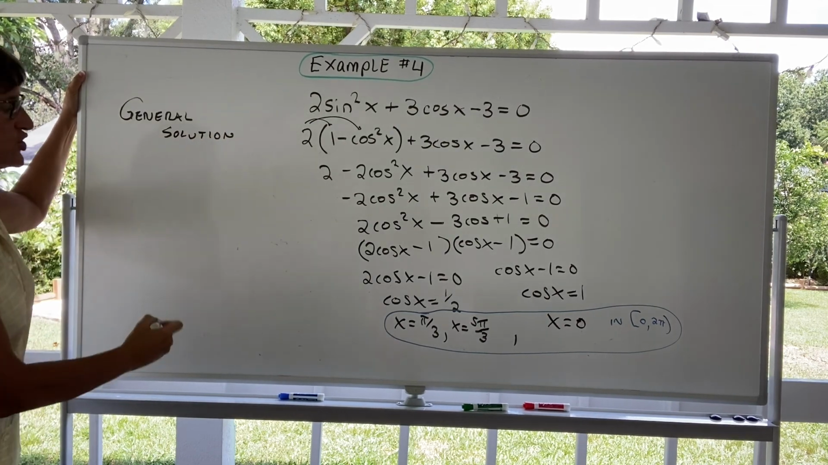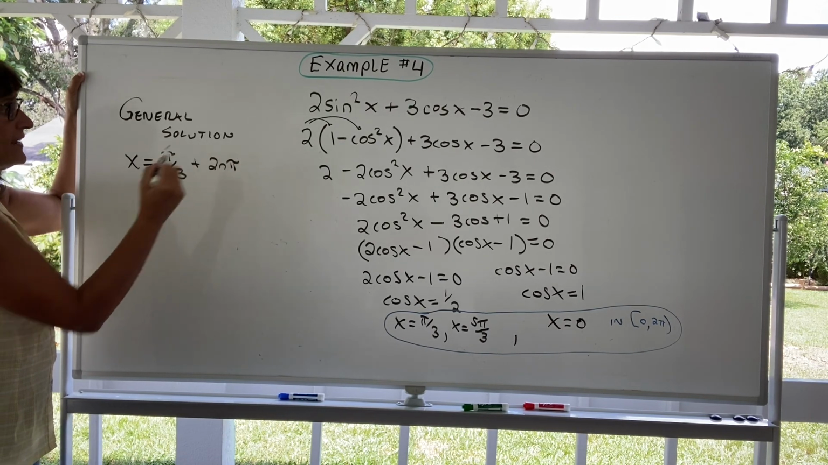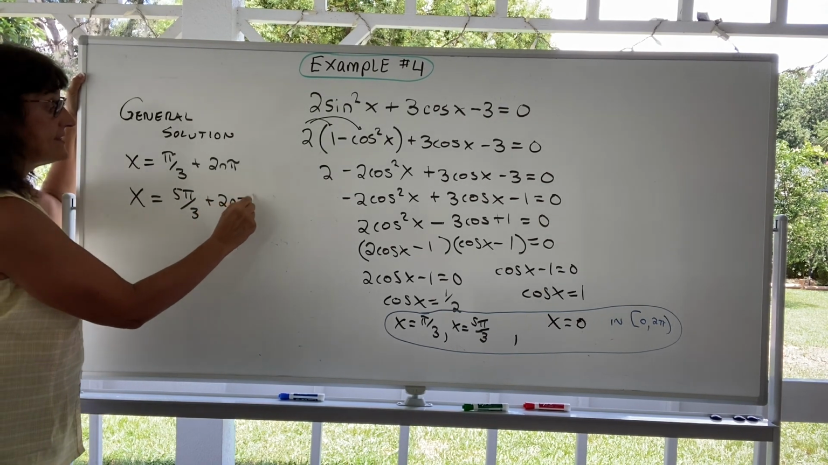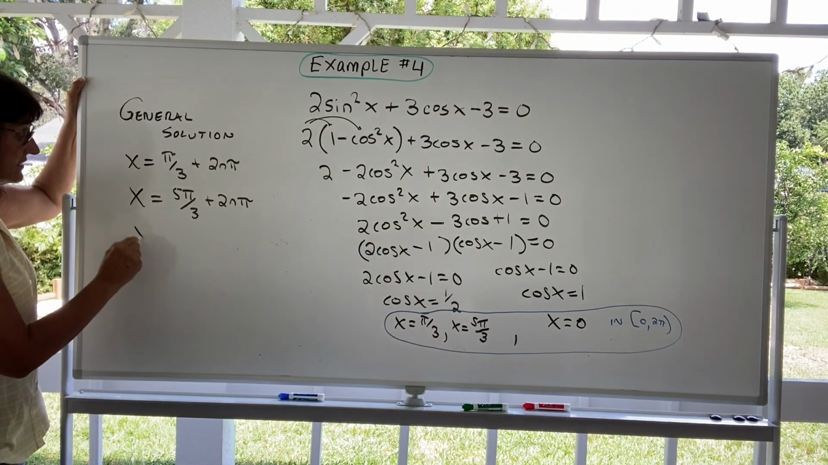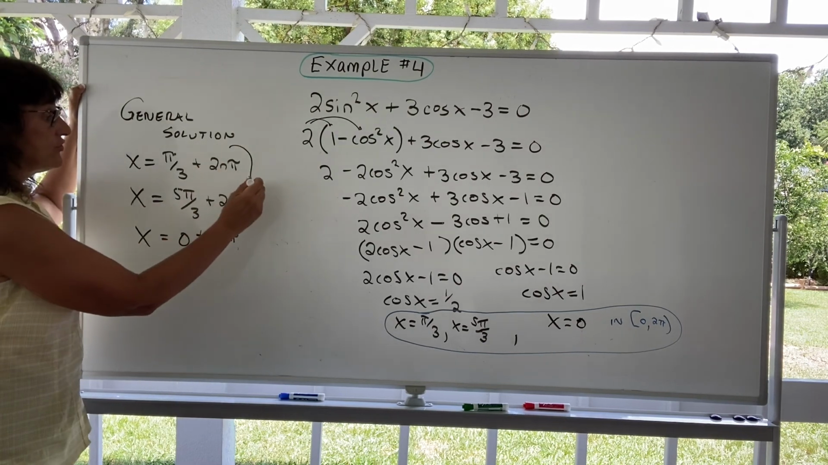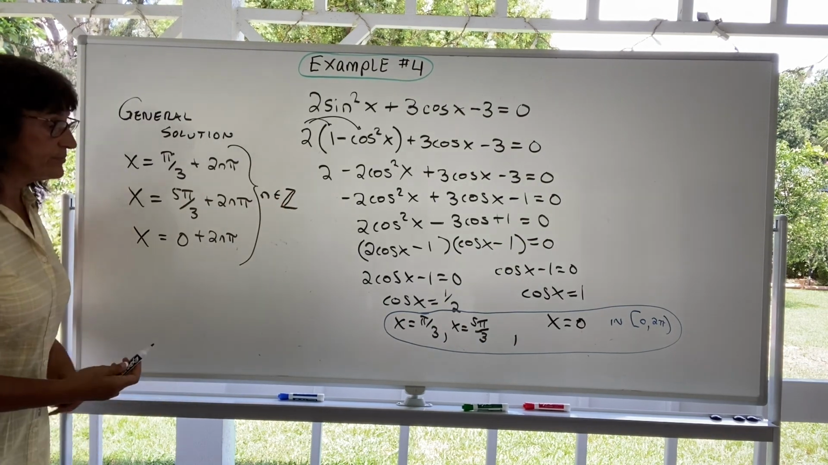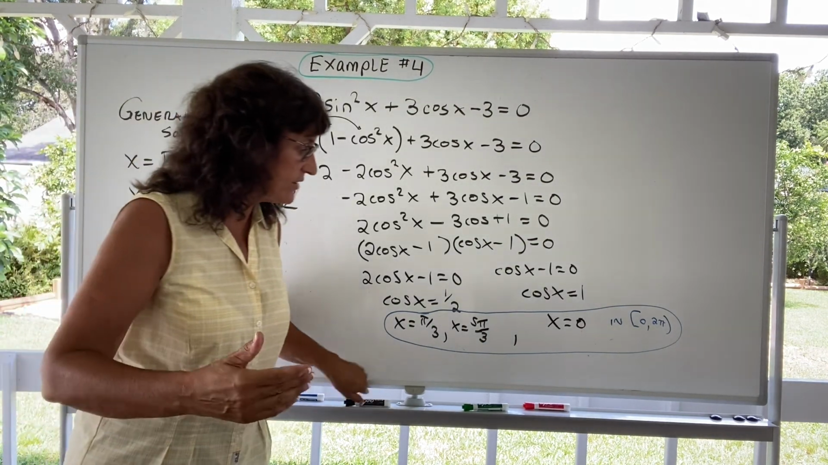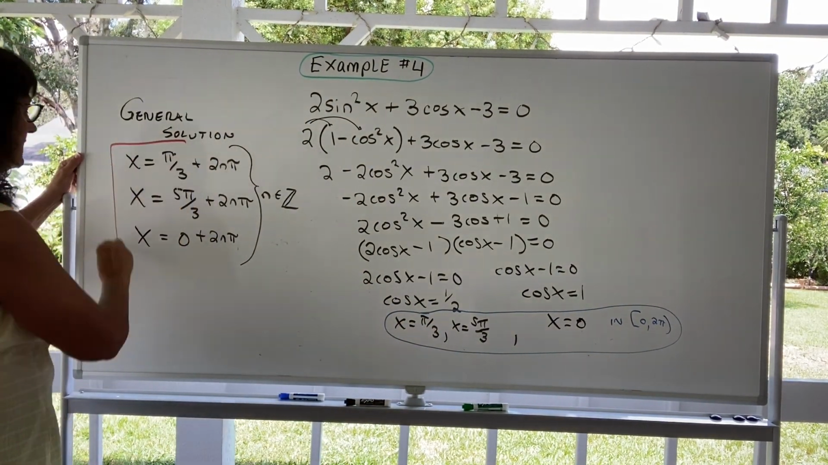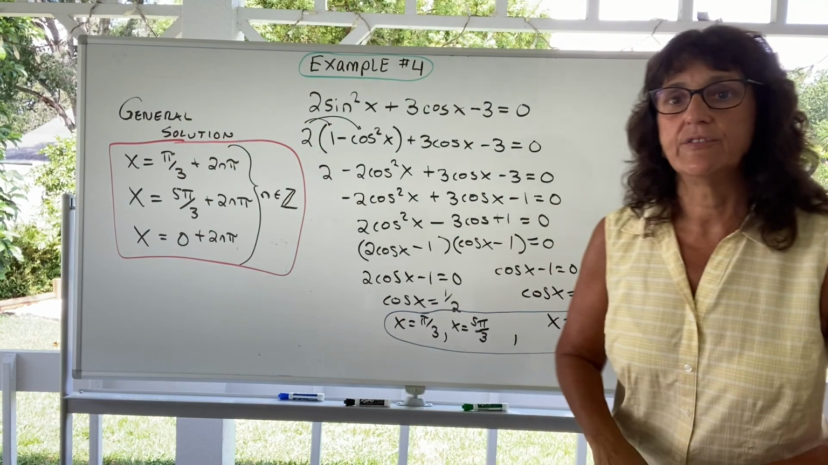So our general solution: we have pi over 3, and we add 2n pi to that. We have 5 pi over 3, and we add 2n pi to that. And we have 0, and we add 2n pi to that as well. All the while, n is an integer. So you plug in -3, -2, -1, 0, 1, 2, 3 into these expressions, and this is how you will be able to generate the infinitely many ways of expressing your solution to this equation.